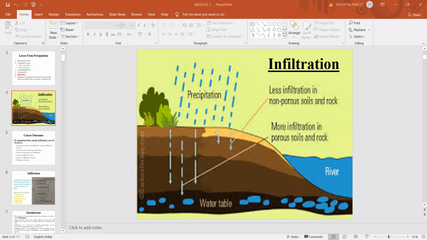So if the soil is impervious, then the rate of infiltration decreases, hence you will have a more volume of runoff. The other way, if the rate of infiltration is more, then the volume of runoff will be less.